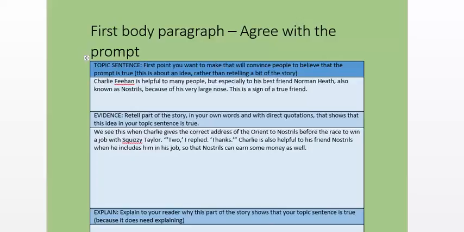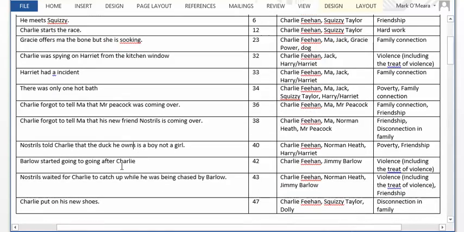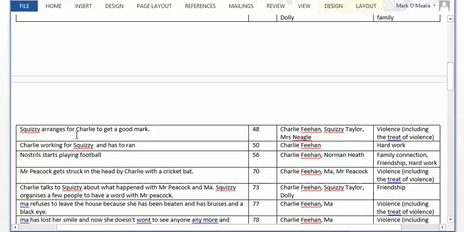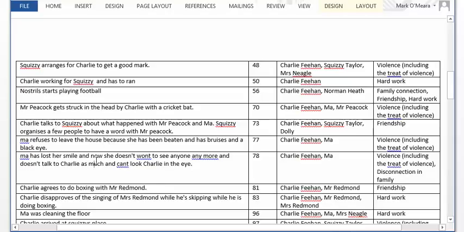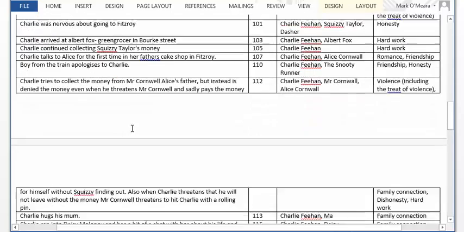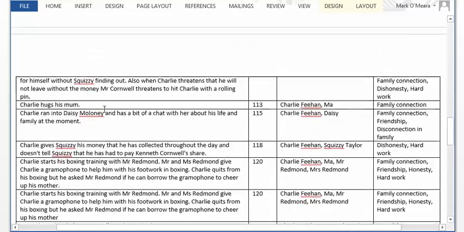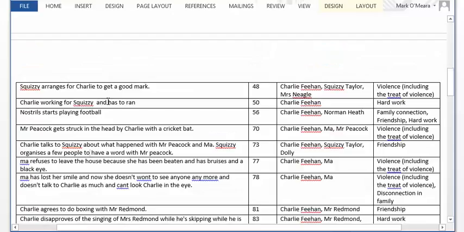So I'm going to jump back to my index. Now let's see, the duck, Barlow, Squizzy has to run, plays football, organises that, does this. You know what? We don't seem to have the liquor run in our index, which is really deeply strange. So I'm looking through it. I can only assume that I've missed it. Nostril start. Oh, Charlie working for Squizzy and has to run. I reckon that is probably the liquor run. So let's go and have a look. This is a really good example of how a good index is helpful to us and an incomplete index is not terribly helpful to us.